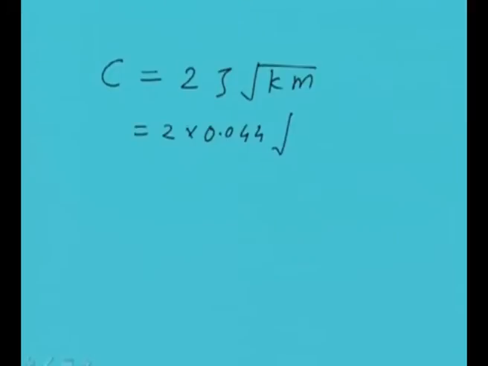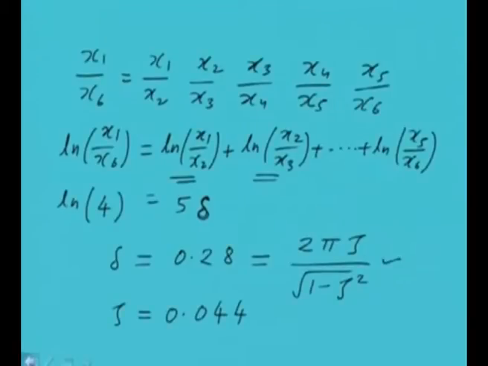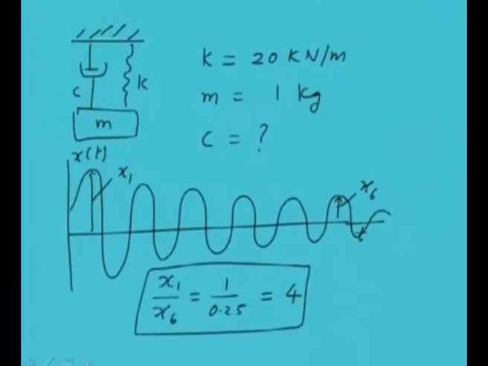we know the stiffness, that is 20 kilonewton, so this into mass is 1 kg. So this will give us the damping coefficient value. Unit is Newton second per meter. So you can see that through measurement we can get the damping coefficient if we know the system property, mass and the stiffness of the spring.